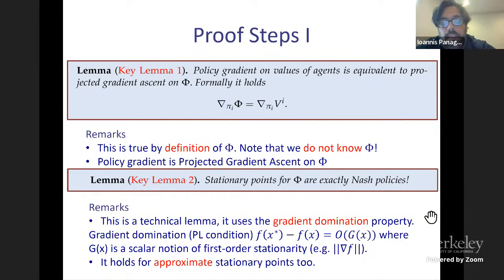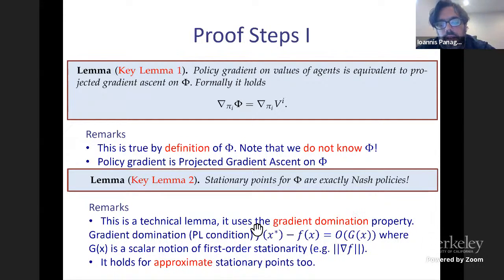This was true in the Agrawal et al. paper and the Daskalakis, Foster and Golowich paper. They use this technical lemma, this very nice property that is called gradient domination. The gradient domination property is like a weaker notion of the PL condition, okay? What does it say?